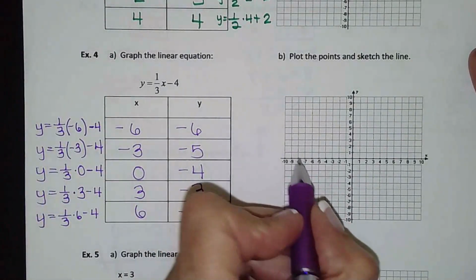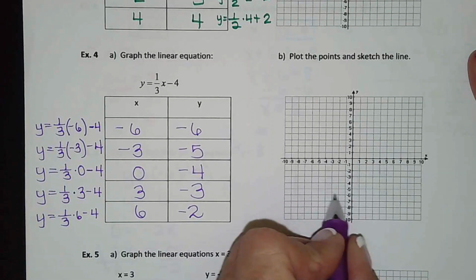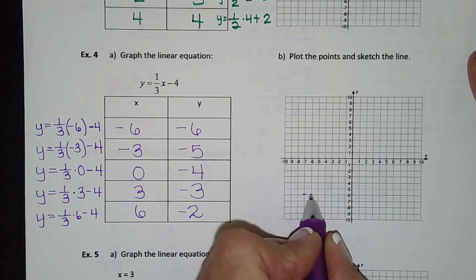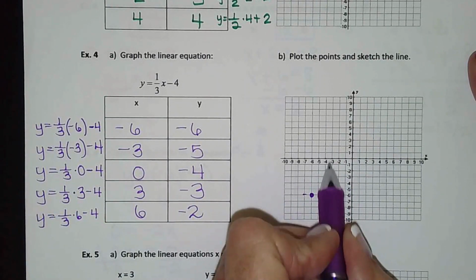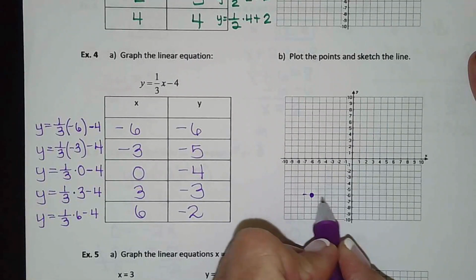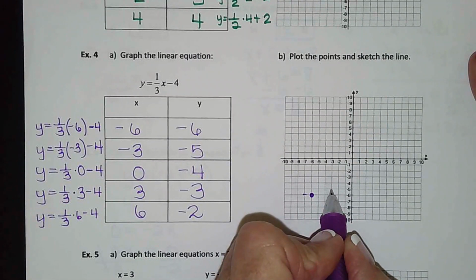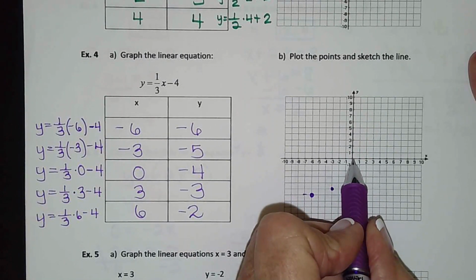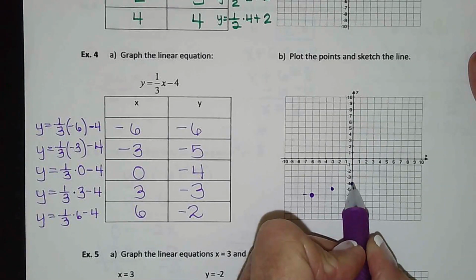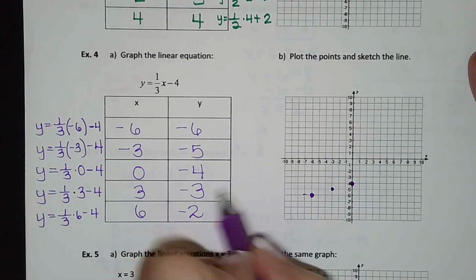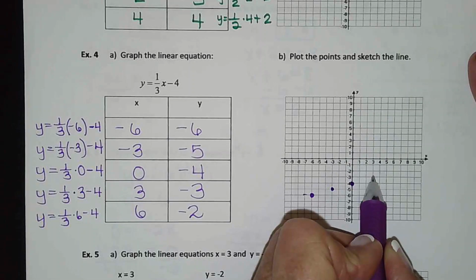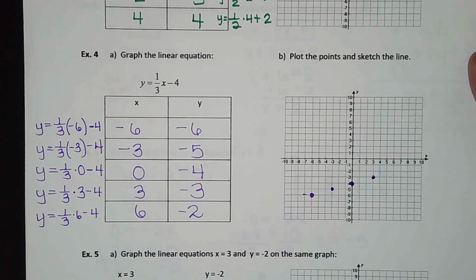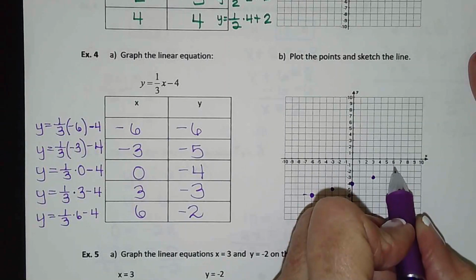So -6, -6, right here. -3 on the x, -5 on the y. 0 on the x, -4 on the y. 3 on the x, -3 on the y. And 6 on the x, -2 on the y.